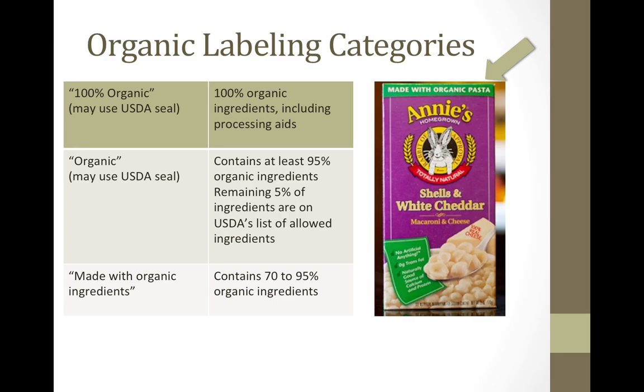It can say organic and still have the USDA seal on it if it contains at least 95% organic ingredients. The remaining 5% of ingredients are on the USDA's list of allowed ingredients. Or it can say made with organic ingredients, like this package of pasta, which contains 70 to 95% organic ingredients. So sometimes it can get confusing if you aren't aware of the terminology.